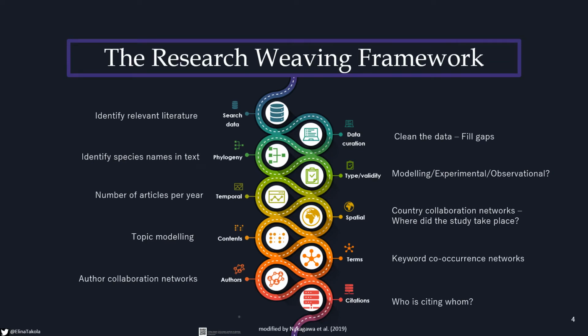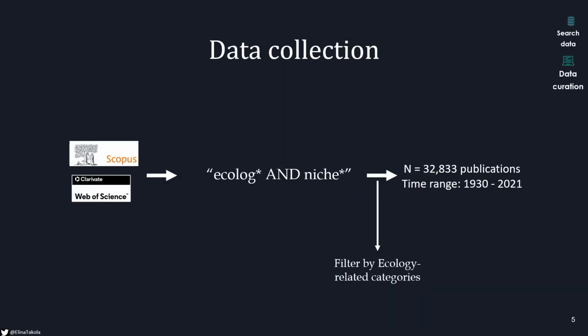Here are the components of the research weaving framework. This is a list, and each analysis does not depend on the previous or next one. Each step is independent. In the next slides, I will go through this list and explain what we did in every step of this analysis. First of all, we compiled a dataset of more than 30,000 publications along with their metadata.